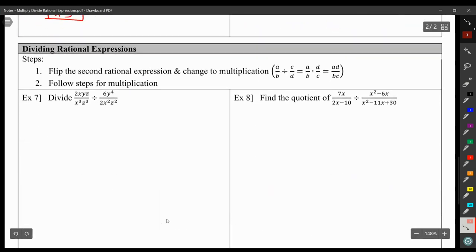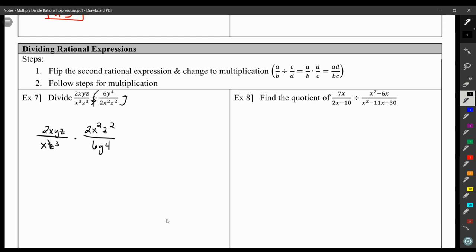So dividing really is exactly the same as multiplying, except for one tiny little thing in the beginning. We have to do that keep, change, flip, and change this into a multiplication problem. So before we even begin, let's change this division into multiplication. So we have 2xyz over x to the third, z to the third. Keep the first fraction, change the division to multiplication, and flip the second fraction over itself. So now we have 2x squared z squared in the numerator over 6y to the fourth in the denominator.